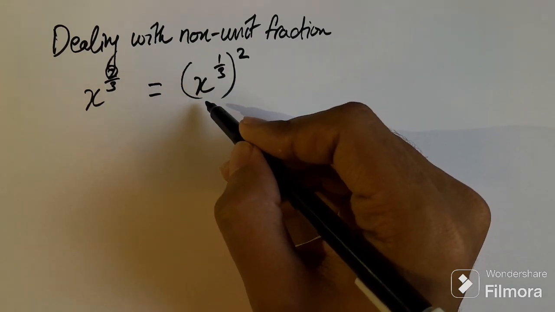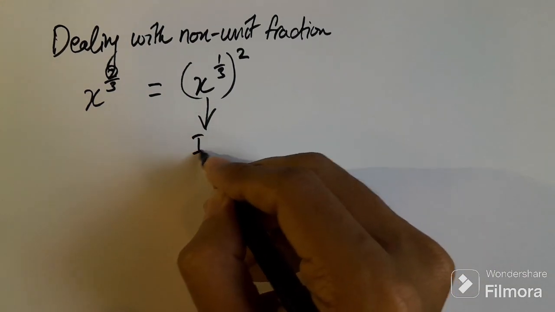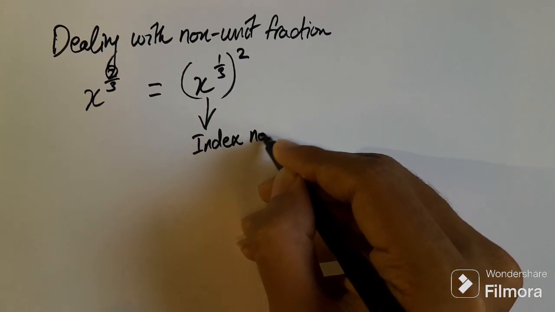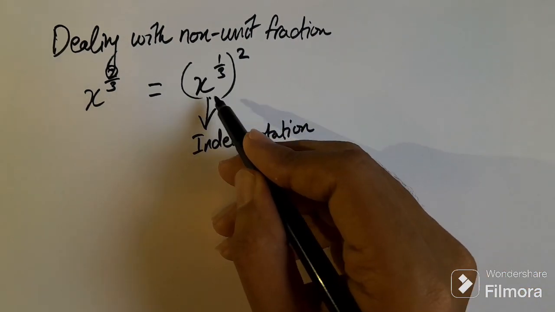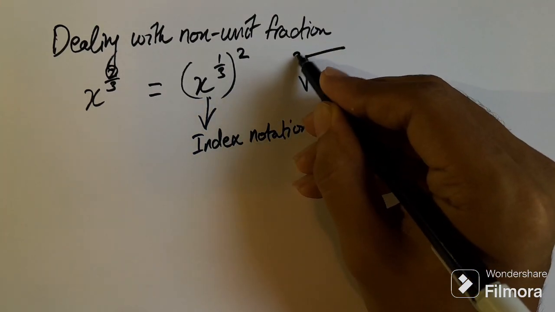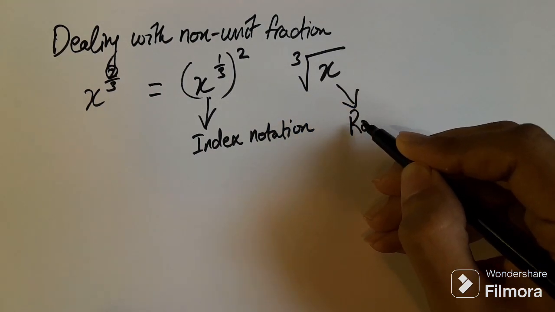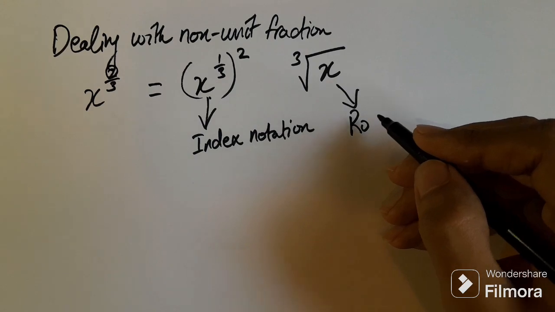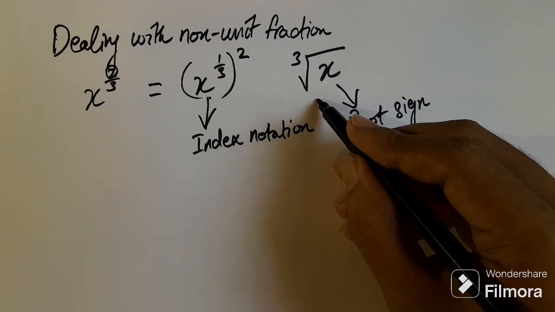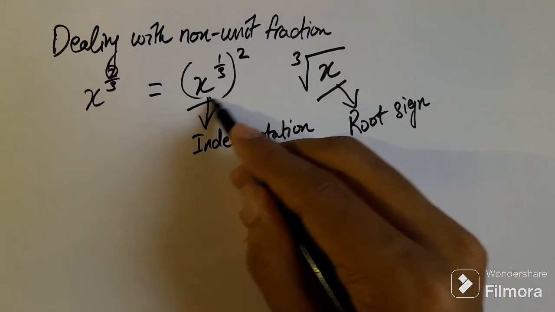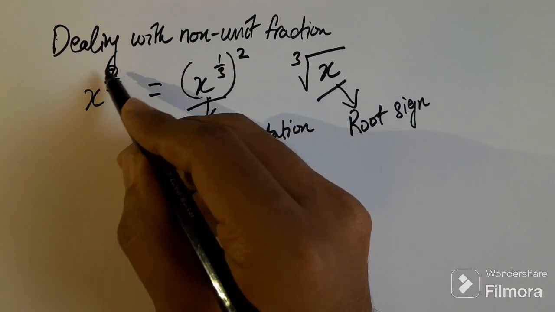So now this is the index notation again over here. And for this, the root sign will be the cube root of x. This is the root sign and this is the index notation, and outside we have written the power of 2, because we have moved 2 outside.